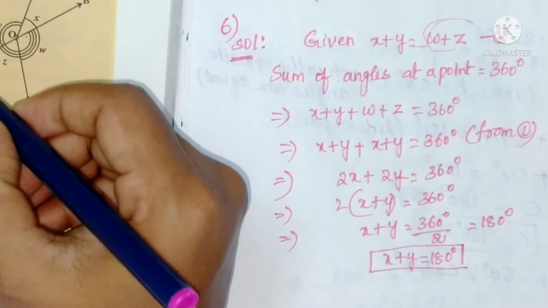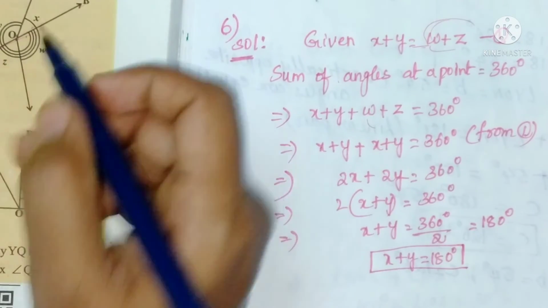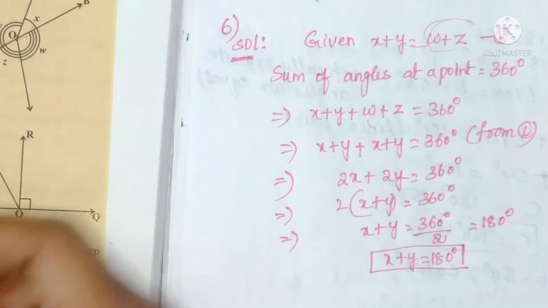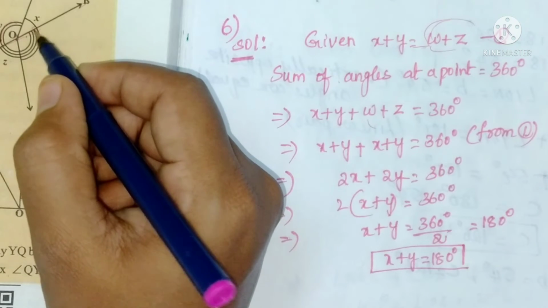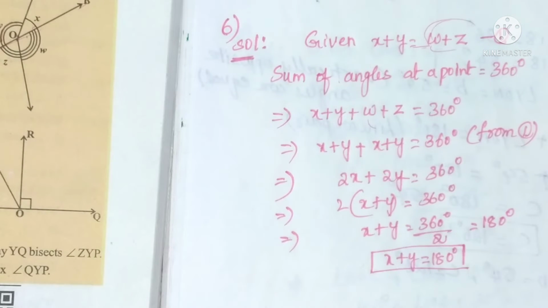Now we want to prove this AOB is a line. See, what are the angles in AOB? Y and X. Angle AOC and angle BOC.